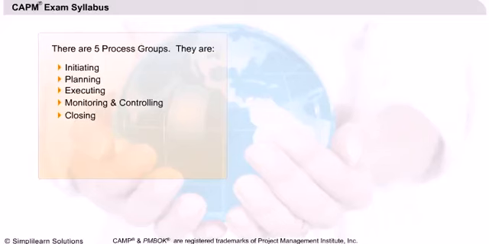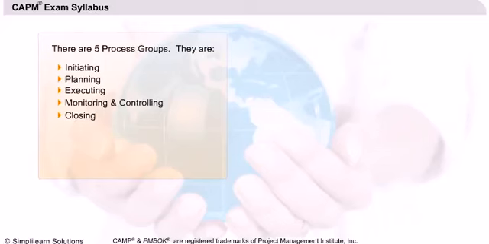So when a new project is started, i.e. initiated, all processes of the project initiation process group should be applied to the project. Similarly, when the project is being closed, all processes of the project closing group should be applied. Let me give you a more specific example. Identify risks is a process of the project planning group. So when the project is in the planning phase, you must identify all the risks of the project.